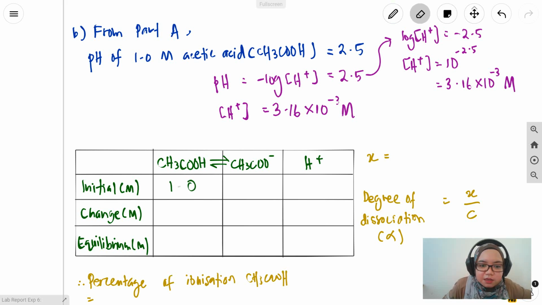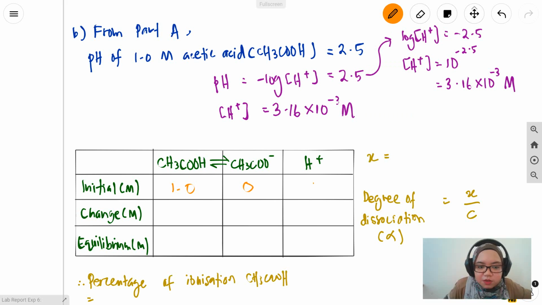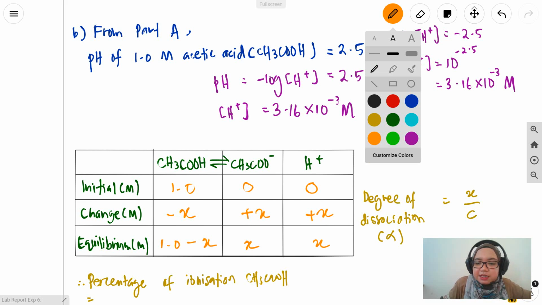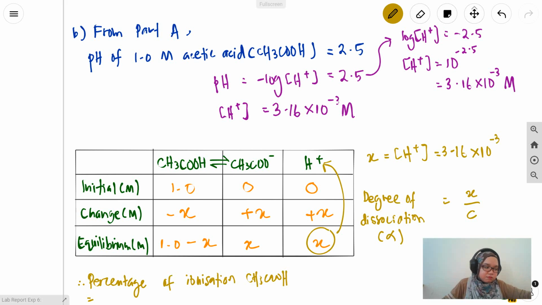Okay, I chose the wrong pen. This is 1.0, this one is 0, this one is 0. And the change here is negative x, this is positive x, positive x. So the equilibrium here is 1.0 minus x, this one is x, this one is x. And we know that the x here is the same as the concentration of H plus, kan? So x is equal to the concentration of H plus, which is 3.16 times 10 to the power of negative 3. Okay, so we already know that.